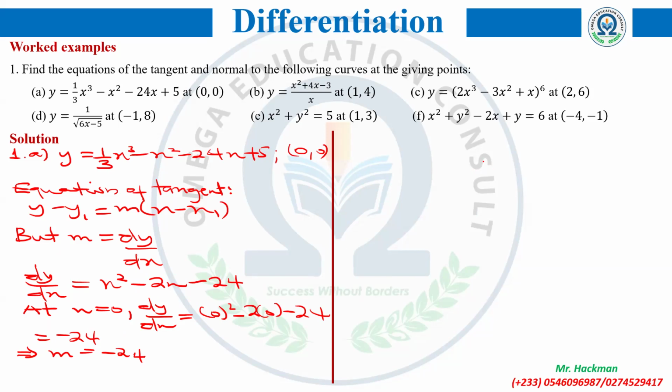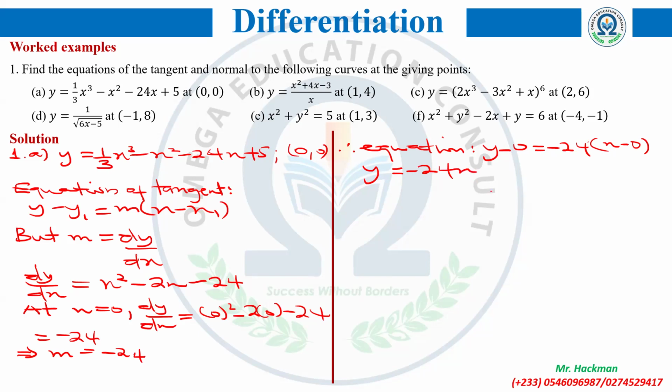You can find the equation of the tangent and that of the normal. So I'm finding the equation of the tangent. So I'll write, therefore, equation will be y minus y1, which is 0, is equal to m, which is minus 24, into x minus x1, which is also 0. So in effect, we get y is equal to minus 24x. Do you agree?